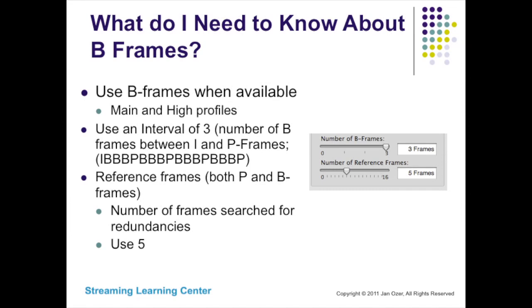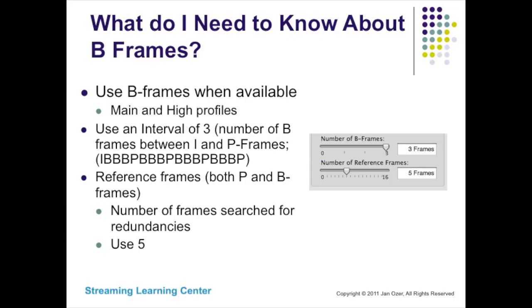And then B-frames. B-frames add a lot of quality. They are the most efficient frame. You want to use them whenever they are available. Typically, you'll see two types of controls for them. You'll see the number of B-frames, this is Episode, and the number of B-frames is the number of B-frames between I and P-frames and P-frames. So the B-frame interval here of 3 gives you a cadence of I, B, B, B, P, B, B, B, P. If the number was 2, it would be I, B, B, P, and so on. So that's what that number does.